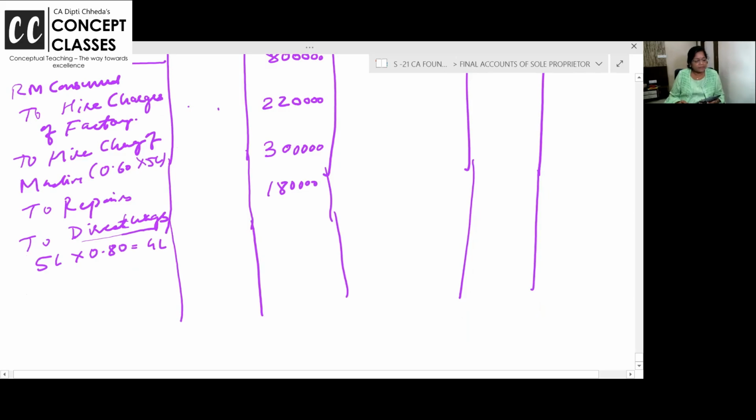What else will we do? They said wages are also there in the closing work in progress. How much is closing work in progress? It's given in the second line of the problem. Are you reading when I am reading? 12,000 units is the closing work in progress. And here full wages are not yet incurred, only 40 paisa. So 12,000 into 0.4, 4,800. Four lakh 4,800. 4,04,800.